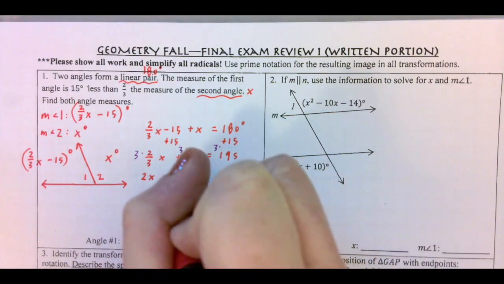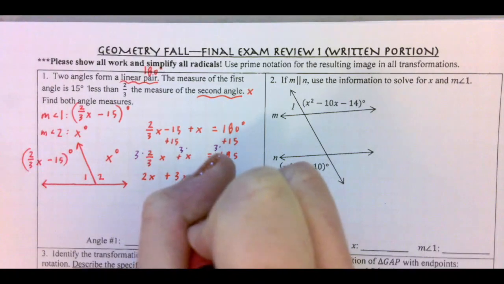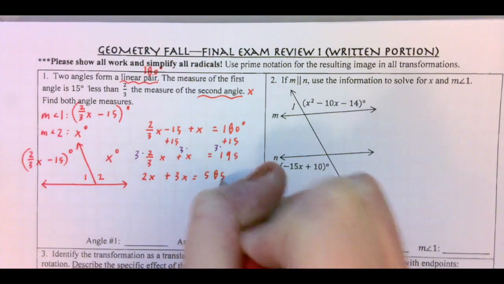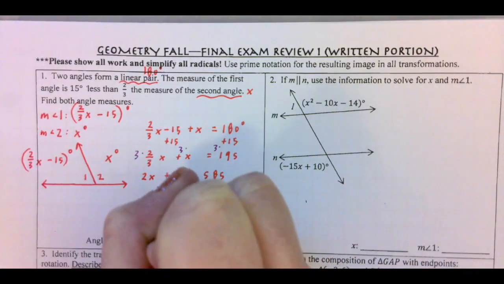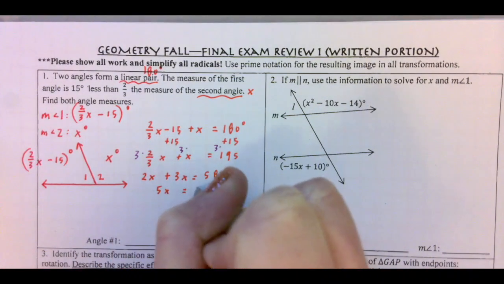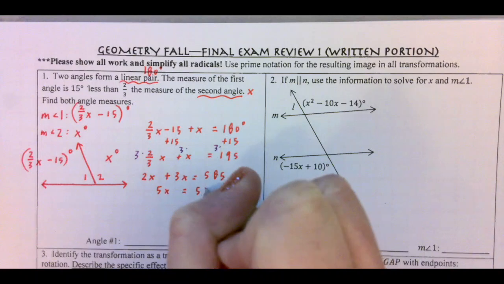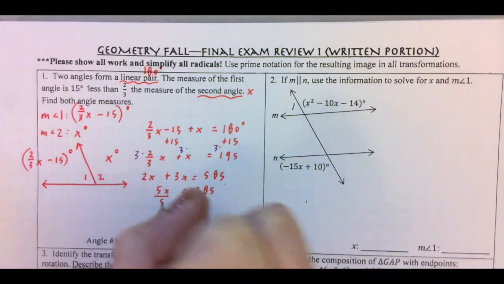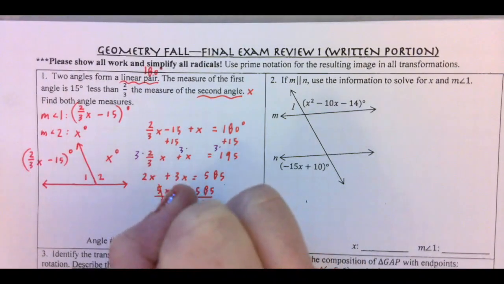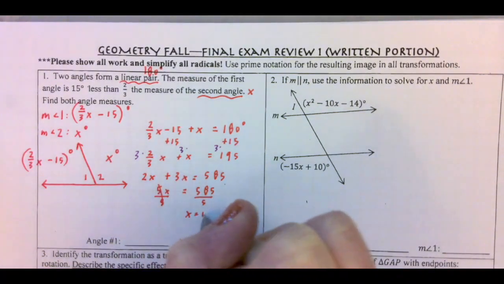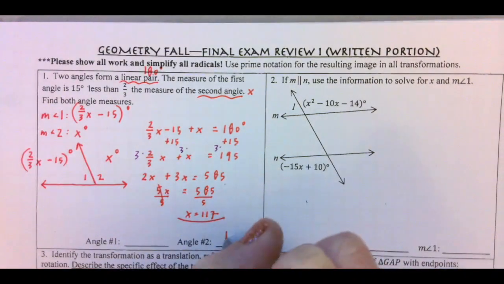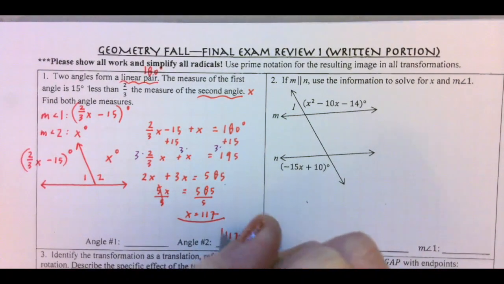All right, so if I have 3 times 2/3, that's just 2. So 2x plus 3x is going to equal 585. So now combine those like terms. 5x's are going to add up and equal 585. Okay, and then here I'm just going to divide by 5. And I end up with x as 117. So the measure of angle 2 is going to be 117 degrees.